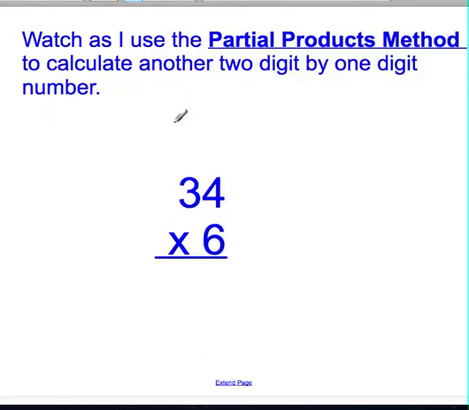Watch as I use the partial products method to calculate another 2-digit by 1-digit number. We start on the left. So the question is 34 times 6. So 6 times 30 is 180. And now we're in the ones column. 6 times 4 is 24.